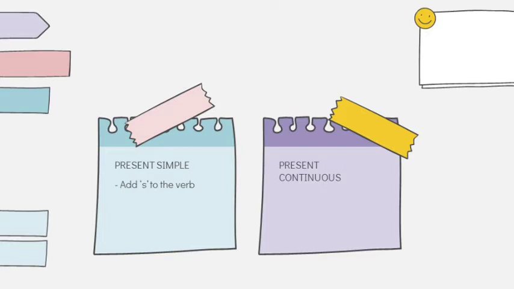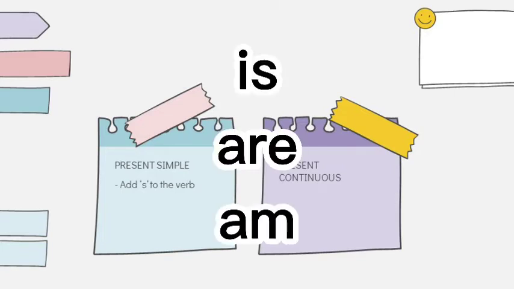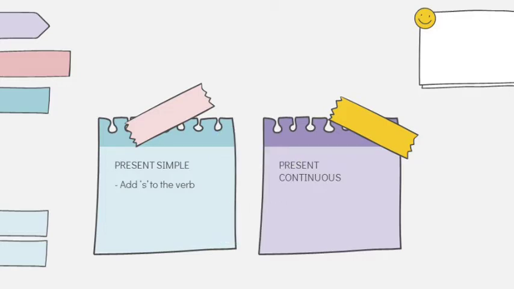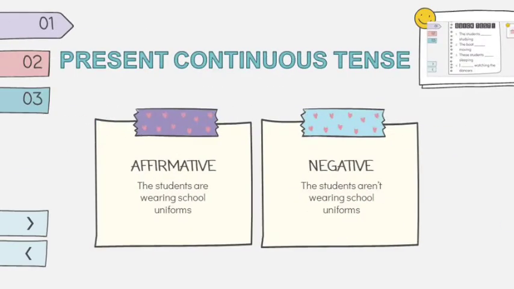As usual, for present simple tense, we just add s to the verb, while for present continuous tense, we add ing to the verb. For both of them, we are still using is, are and am. Okay, before the verb, we need to add is, am and are before we are adding ing. Let us look more further at that.